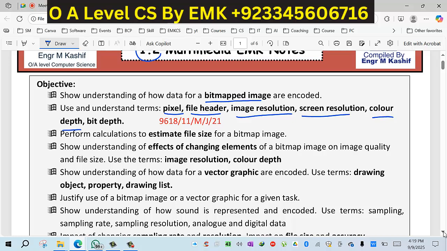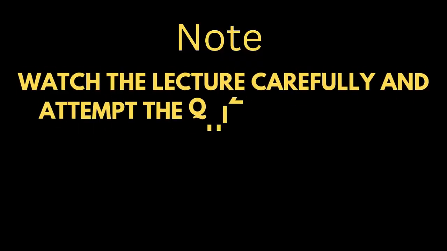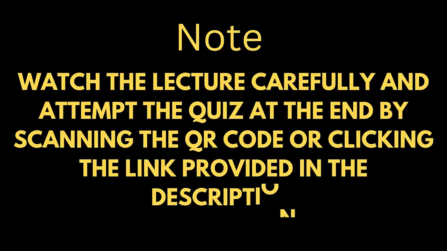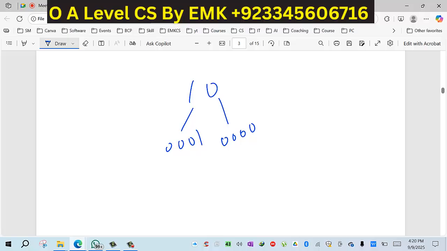The next objective is to perform calculations to estimate the file size for a bitmap image. After that, the next objective is to show understanding of the effects of changing elements of a bitmap image on image quality and its file size. Use the terms image resolution and color depth. So these are the objectives that are related to bitmap image. Okay, so we are going to work on these objectives.